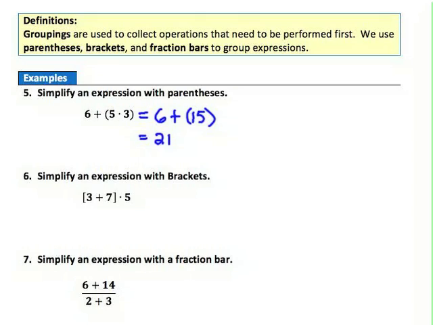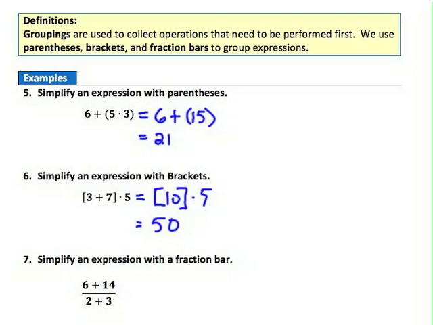Example 6. Simplify an expression with brackets. In my example here, 3 plus 7 is inside the brackets, so I need to do that operation first. And when I add 3 plus 7, that's going to give me an answer of 10. Now I'm going to take that answer of 10, and second, I'm going to multiply it by 5. When I multiply 10 times 5, that gives me an answer of 50.